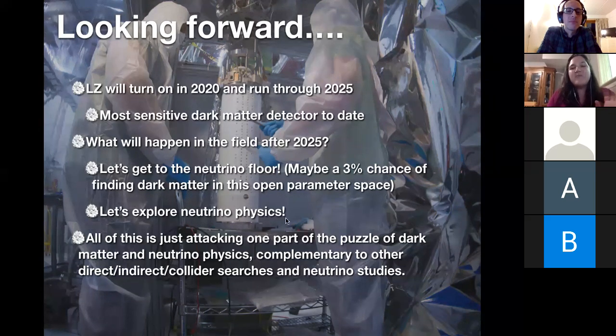And so I'm really excited for all of those options, but to put all of this into perspective, all of this is just attacking one part of the puzzle of dark matter and neutrino physics, and it's really complementary to all of the other direct and indirect and collider searches and neutrino studies. And the community needs all of these things to be happening.